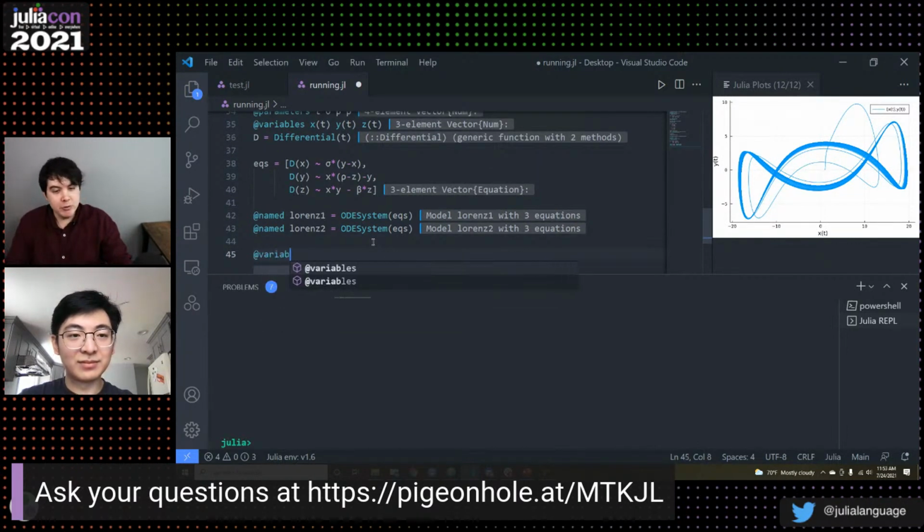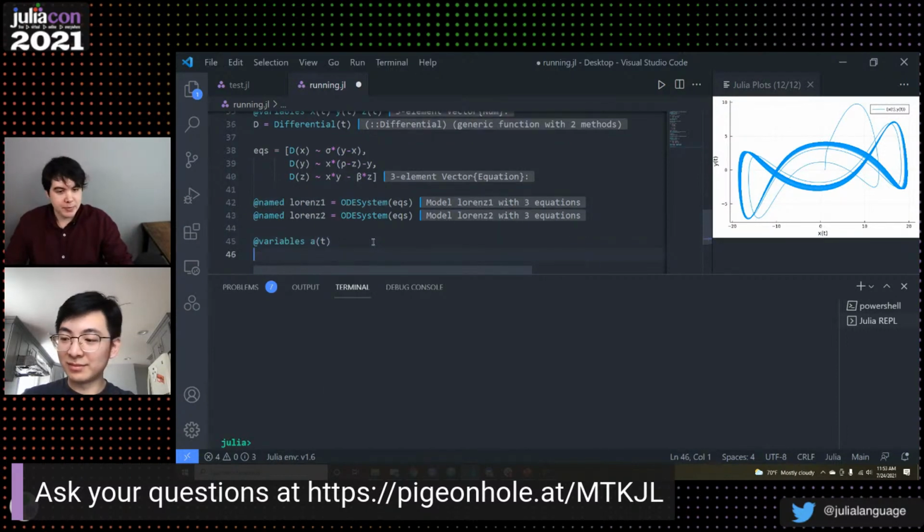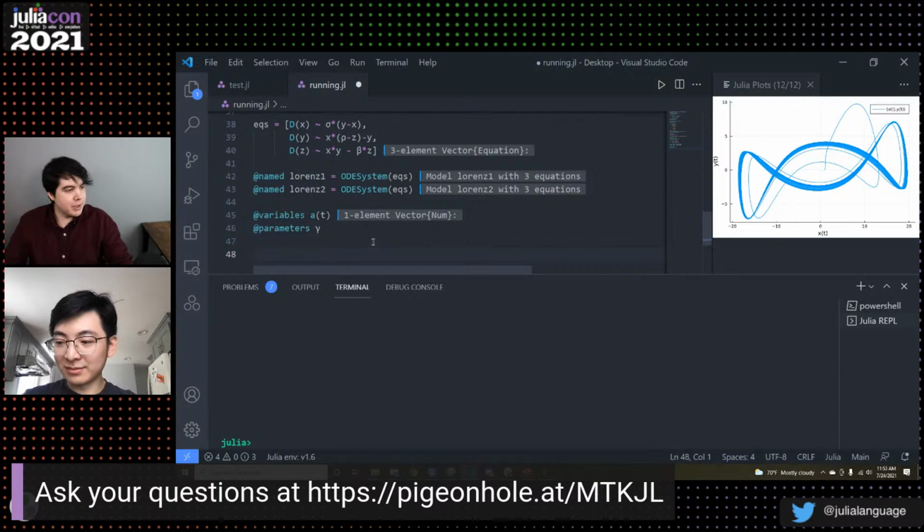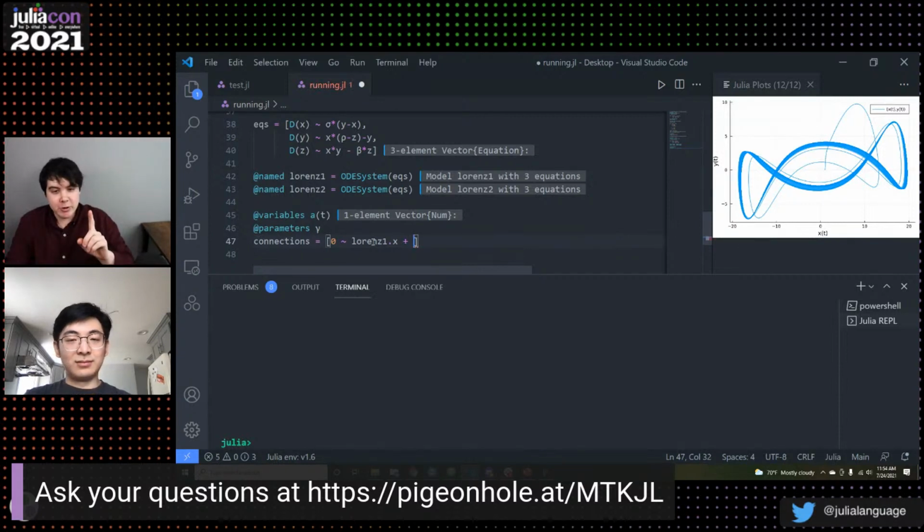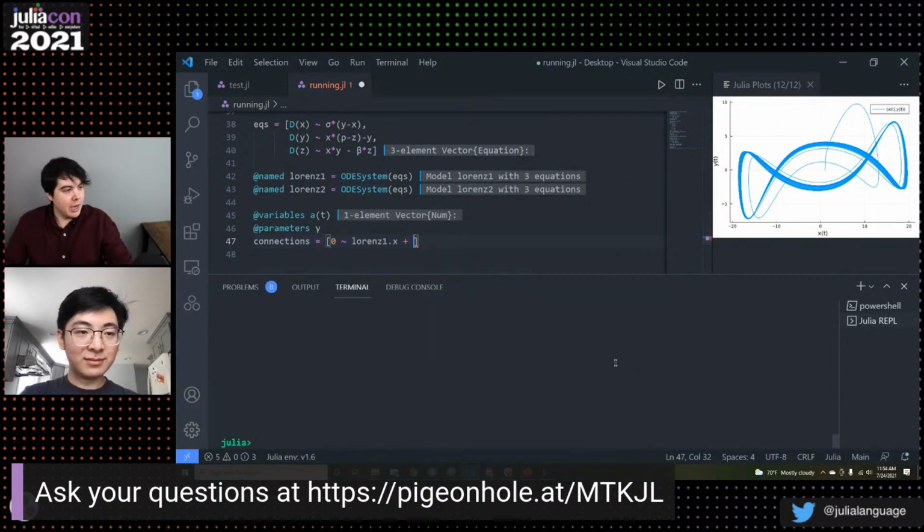So let me say I have a new variable, a of t, and I have a new parameter, gamma. And what I want to do is say, well, the connection between these models, I can give it any equation that I want, right? And so what I'm going to do is define the connection by an algebraic equation. So this algebraic equation is going to be that we use the x value from the first ODE system, and we combine it with the y value of the second ODE system. And then we use our new variables in here.